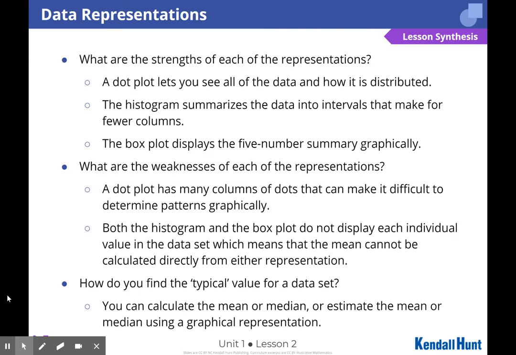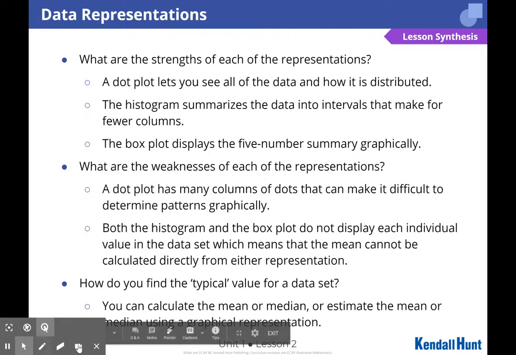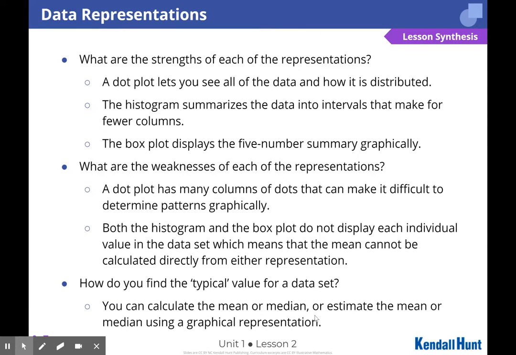And then the last thing, how do you find a typical value for a data set? So these can vary, but you can calculate the mean, median, or the mode. So these show the average or the number in the middle or one that kind of shows up the most. All right. So these are all kind of things that if we're talking about measure of center, then we would be talking about the mean or the median majority of the time.